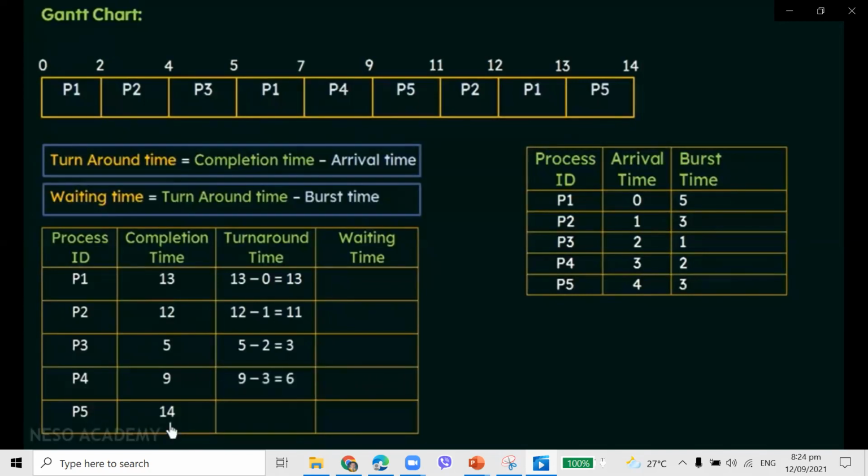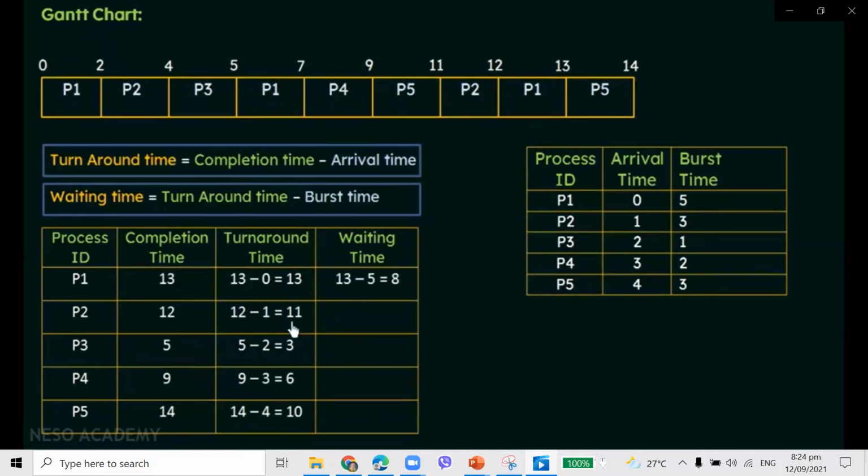For P5, the completion time is 14 and the arrival time is 4, so 14 minus 4 is 10 units of time. So we have found the turnaround times for processes P1 to P5. Now using the turnaround time, we can calculate the waiting time. What is the waiting time? Turnaround time minus the burst time. The turnaround time that we found here, minus the burst time given in this table. For process P1, the turnaround time is 13 minus the burst time, that is 5, so that gives us 13 minus 5, that is 8 units of time.